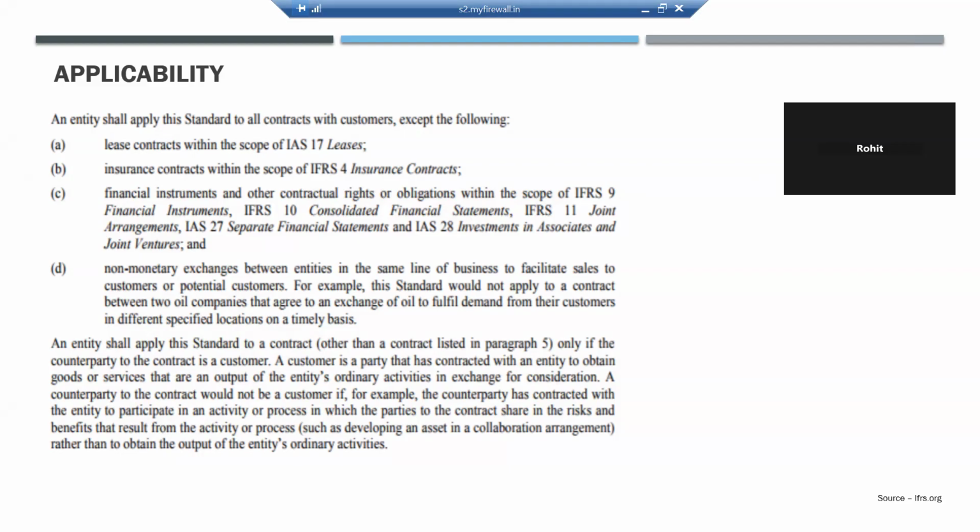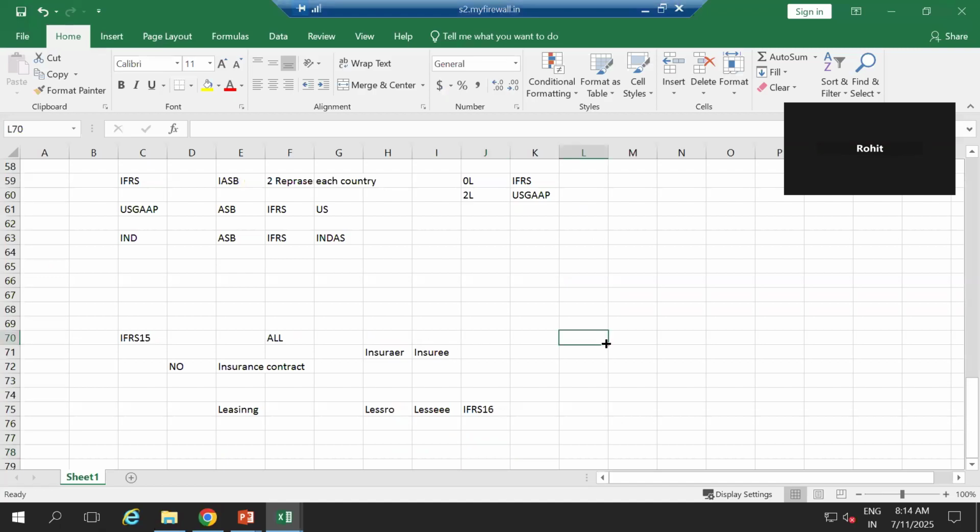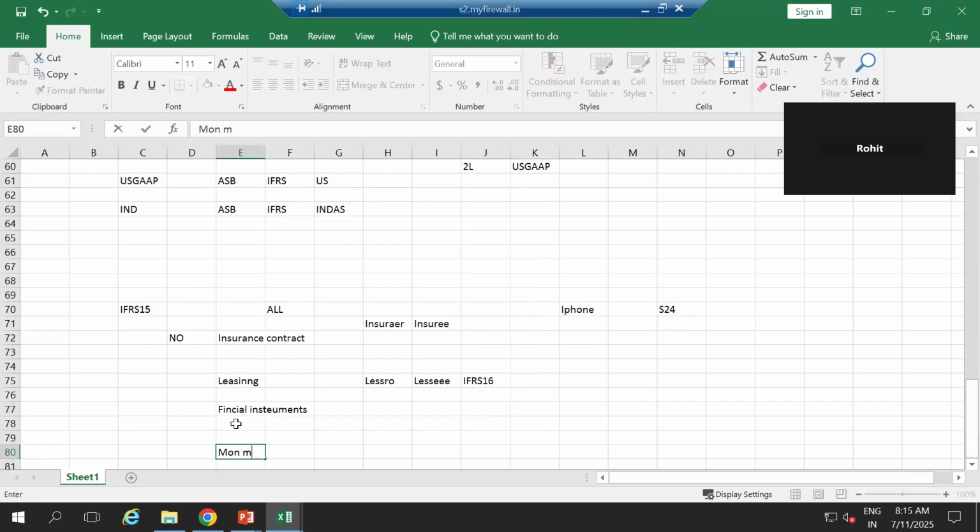Non-monetary exchange of goods and services. For example, I'm giving an iPhone and I'm taking a Samsung S24 Ultra from you. Do you have any money exchange here? No. I gave my iPhone 16 to you and I'm taking S24 from you. There is no monetary transaction involved here, so I cannot apply IFRS 15 here. Okay. So one is insurance contracts, lease contracts, financial instruments, and then non-monetary exchange of goods.